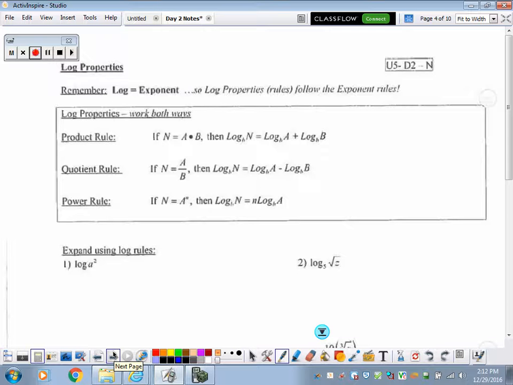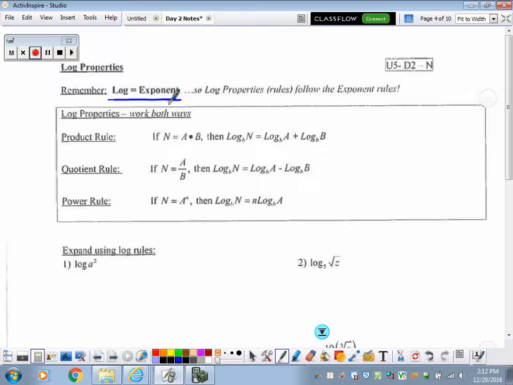What you need to remember when we talk about log properties is the fact that log means the same thing as exponent. So when we're talking about log properties, the rules follow the same exponent rules with a little bit of a twist. We have 3 properties here. There's actually going to be a 4th one. We're going to add to it in a minute.